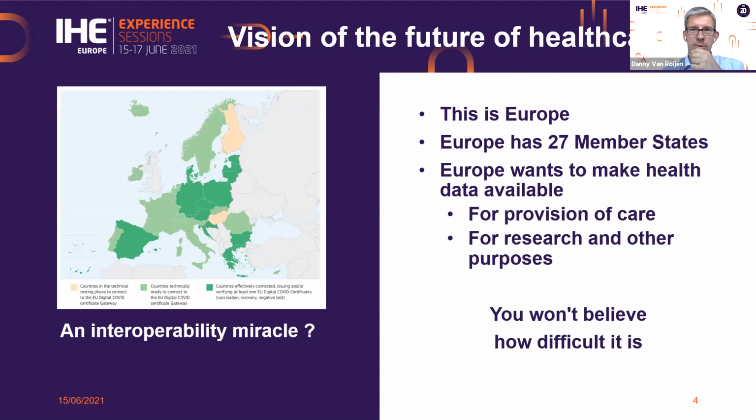This is Europe. Europe has 27 member states, and Europe wants to make health data available for two main purposes: first, for the provision of care, and second, for research and other purposes. Now, instead of 'you won't believe what happens', here it is 'you won't believe how difficult it is'. Europe, with the UK gone out of the European Union, may no longer have a big island, but in a way, all these member states are islands by themselves. Within each member state, there are many more islands, because there are a lot of collection points for health data, and points where health data is generated. But for some reason, the people collecting and generating that data are not always able to share it with the world in the way they want to. So there are clearly issues with interoperability.